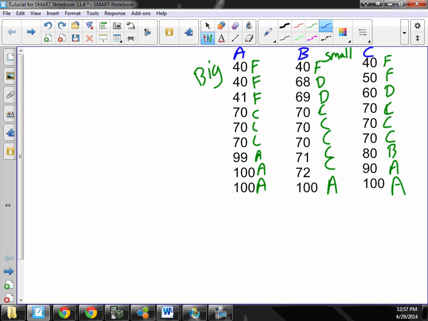So let's figure out the standard deviations for all of these lists. So go through and calculate standard deviation for A, B, and C. And we know that A is going to be the biggest, and B is going to be the smallest, and C is going to be somewhere in the middle. So go ahead and calculate those.